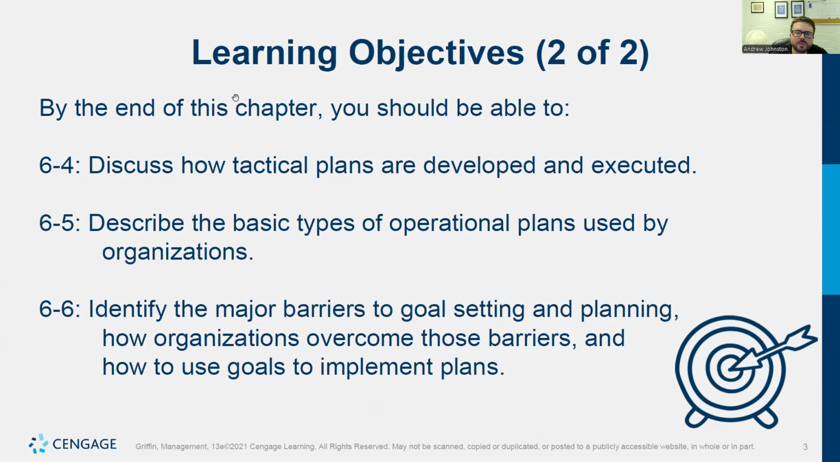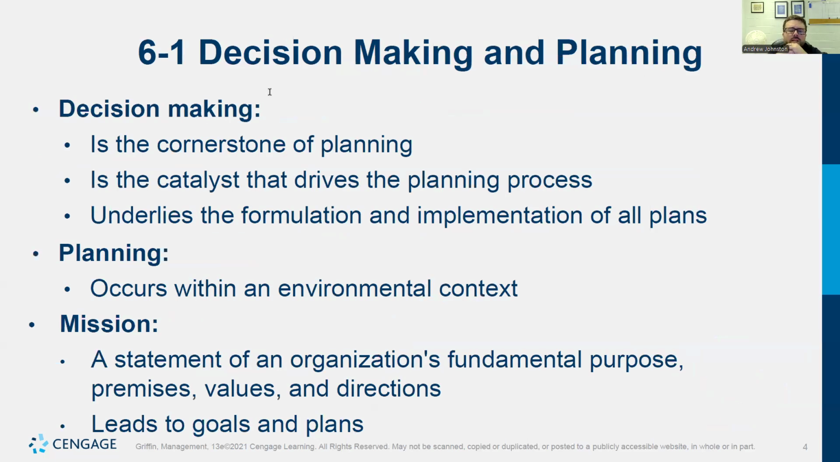We will also discuss something called tactical plans. Tactical plans being sort of like the battle plan, the plan for the battle versus the plan for the war, which is strategy. We'll dive into that in a couple seconds here. The basic types of operational plans used by organizations, and the main barriers to goal setting and planning, and how to overcome these barriers as a manager within your organization, and how to use goal setting to implement plans as a manager. So, what is decision making?